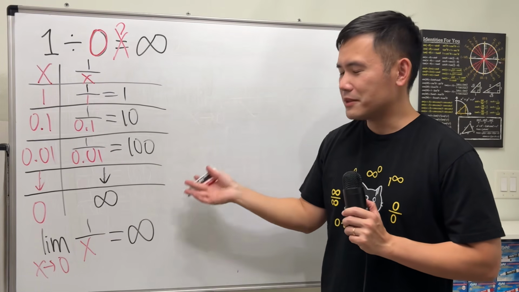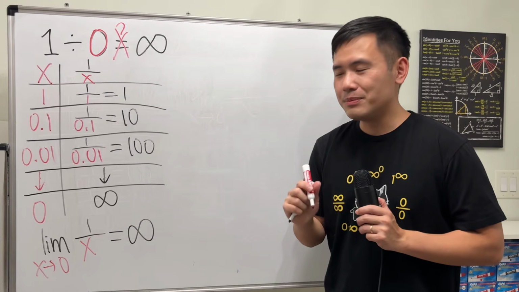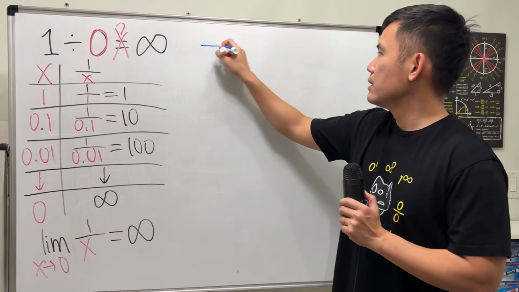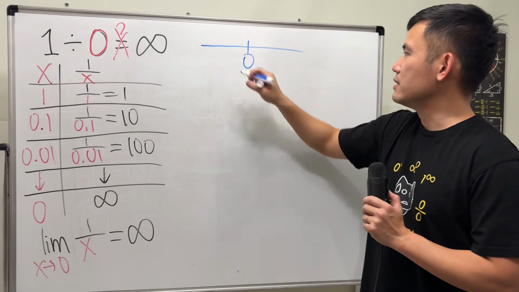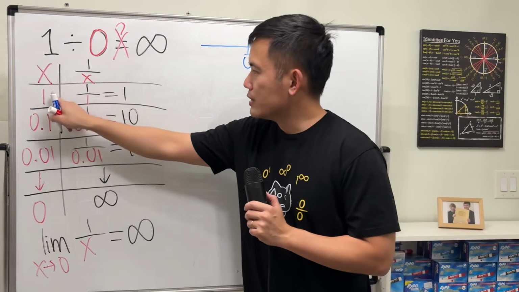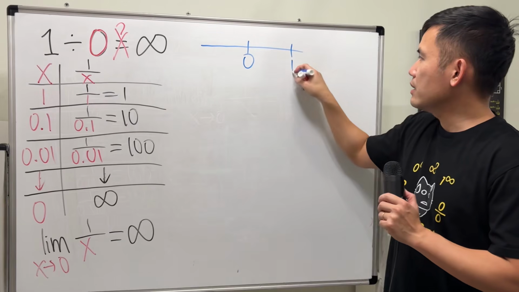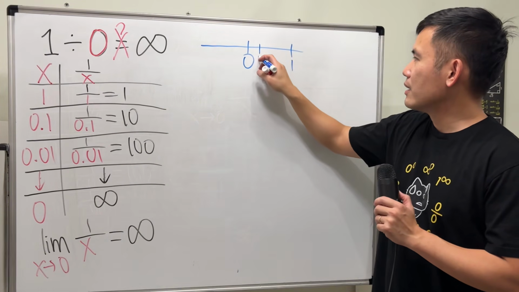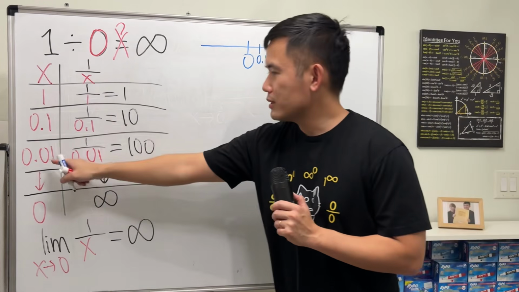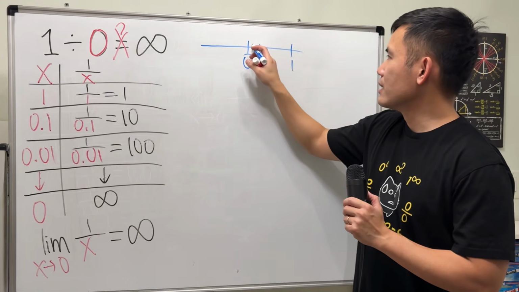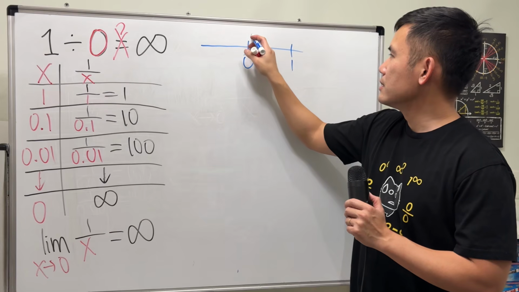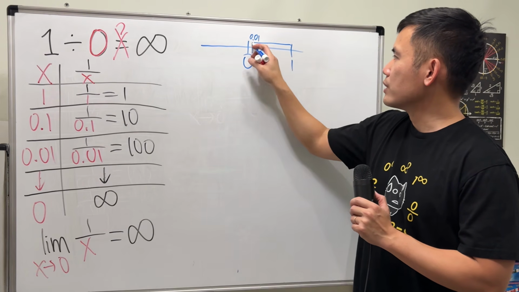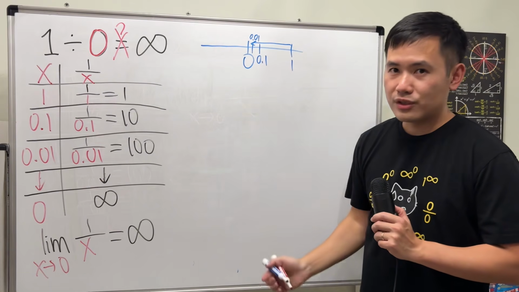Why did I say this is almost correct? Well, the answer is because, remember, if we are looking at 0, let's look at a number line. Here is 0. Earlier we started at 1, which is right here. And then 0.1, it's like right here. 0.001, it's even closer, right? This is 0.01. This is how we can go from 1 towards 0 from the right direction.